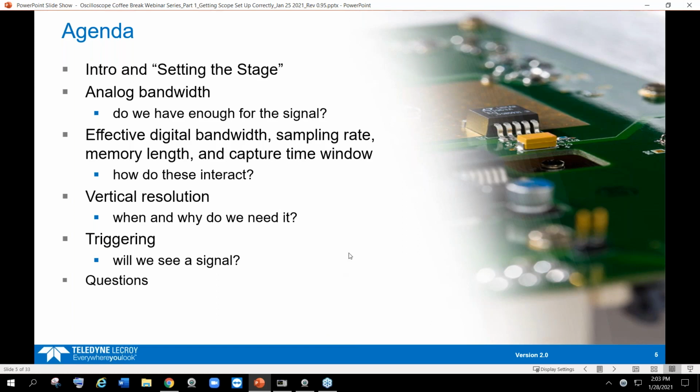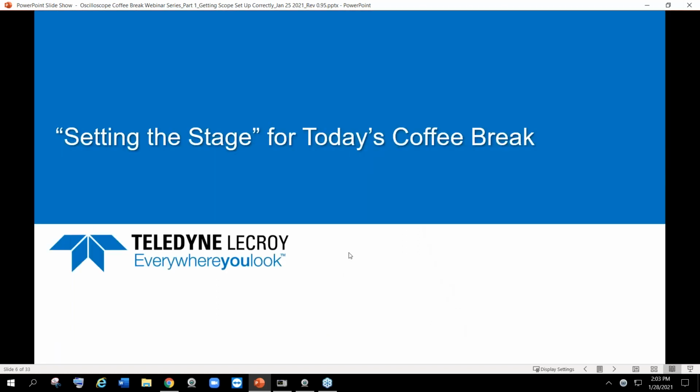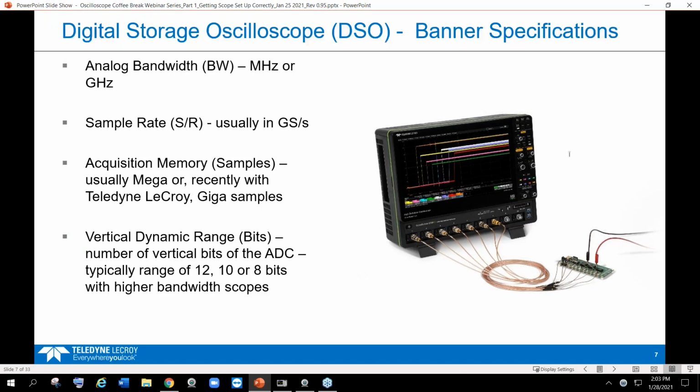So that's where we are heading. Let's continue on now. All right, more on setting the stage. To begin, this is on digital storage oscilloscopes. There are some banner specs that I'm highlighting, and this is actually a scope that I have on my desk right now. All scopes have analog bandwidth. All scopes are specified with their maximum sample rate. There's also the maximum memory, and there's also the dynamic range. What is the ADC? Is it 10, 8, or 12 bits within the scope?